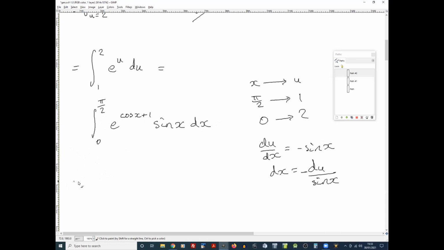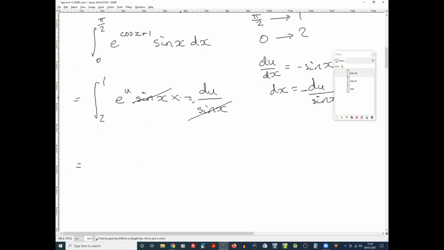So you go from there to precisely that. Yes, you would be going from 2 up to 1. Probably do save that as a separate step. Then you're saying e to the u sine x, and then times minus du over sine x. Cancel the signs, and then cancel that minus by flipping the limits. Okay, so that's the slightly shorter story.